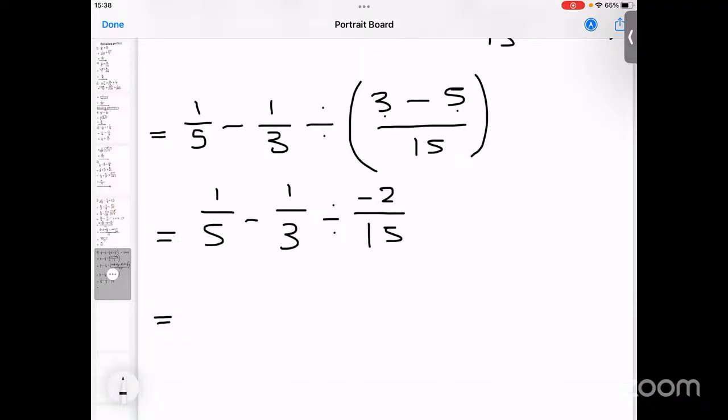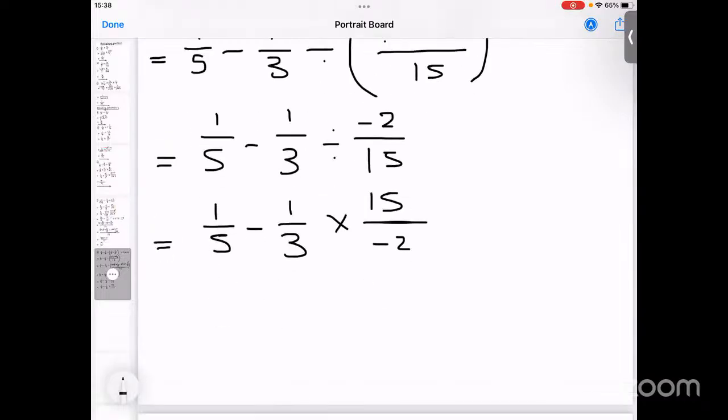What else are we having there? So we are having 1 over 5 minus 1 over 3. Remember, tip and times. That means you multiply. The 15 goes to the top. Remember that one goes as negative 2. Very, very much important, that part.